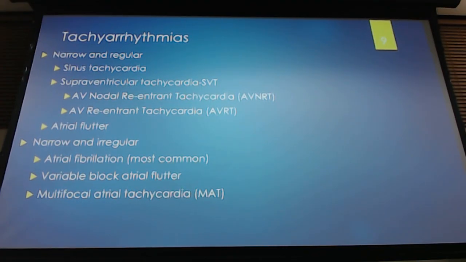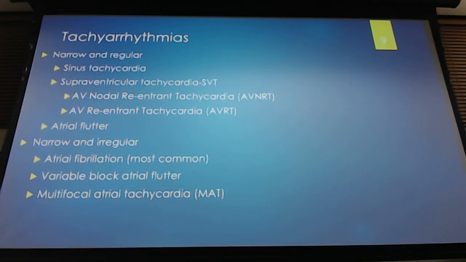We're going to separate these. Okay, we've got narrow and regular. When I say narrow, I mean the QRS complex is normal. Okay, narrow, and then my R to R is regular. And we've got sinus tachycardia, we have supraventricular tachycardia. And technically, all of these are supraventricular, but in the cardiology world, we have specific rhythms that we talk about called SVT. And so we'll talk about that. And then with atrial flutter. So again, these are going to be narrow QRS complexes, but that R to R is going to be regular.